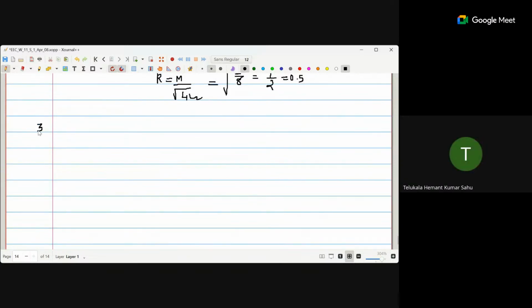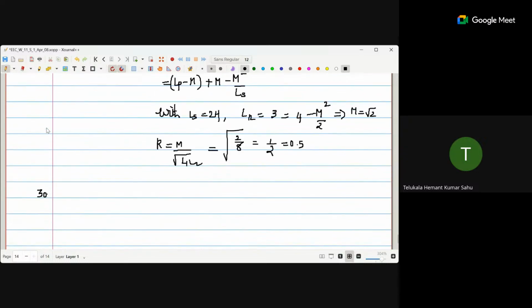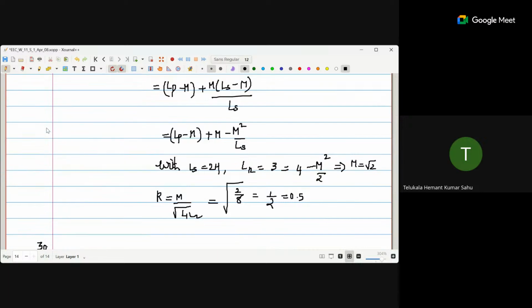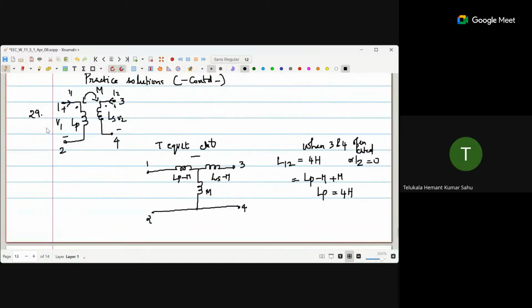Please scroll up, ma'am, for L12 is equal to 4 Henry. Please scroll up for open circuit, ma'am. Here what happens, ma'am? L12 is equal to 4 only when it is open circuit. It is given. Here LP minus M plus M is written, ma'am.